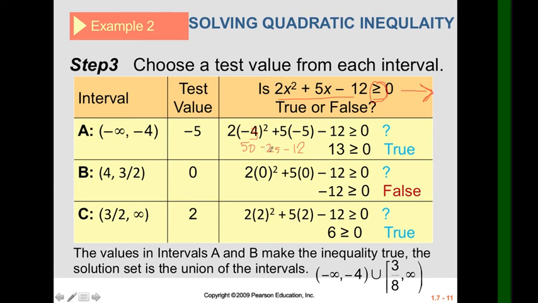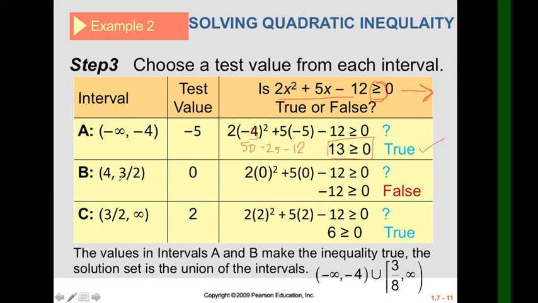Okay, 50 minus 25 is 25. 25 minus 12 is 13. 13 is greater than or equal to 0. Is that true? Correct. 13 is greater than 0. And that's correct. So, it's true. Tama.